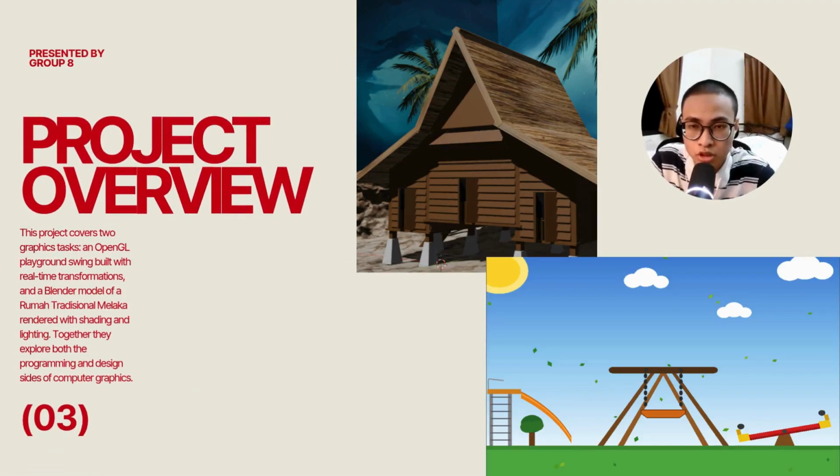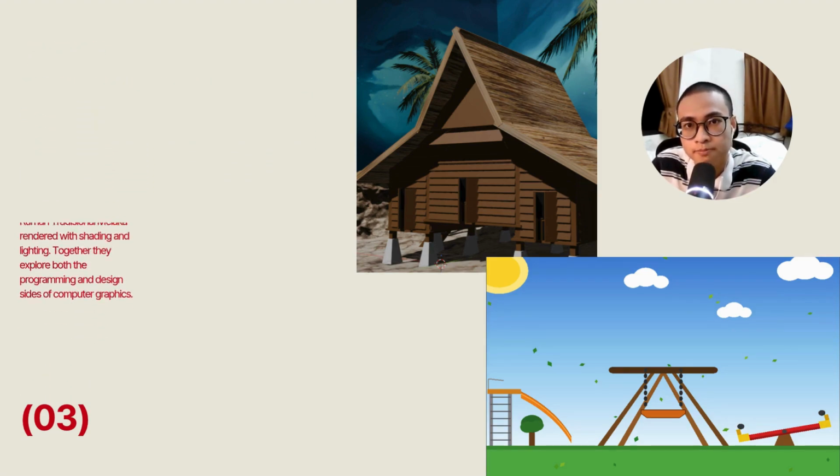Next is the project overview. For this project, we are given two tasks to do. The first one is an OpenGL playground swing, built with real-time transformation. The second one is a Blender model of a Rumah Tradisional Melaka, rendered with shading and lighting. Together, these two tasks let us explore both the programming side and the design side of computer graphics. Let's start by taking a closer look at our first task, which is the OpenGL playground swing.